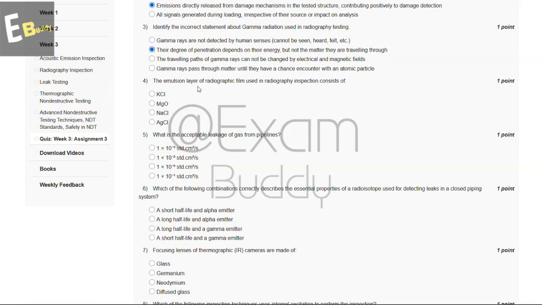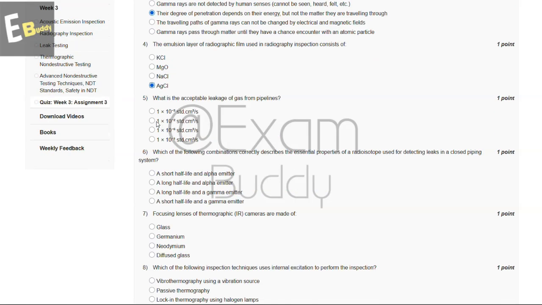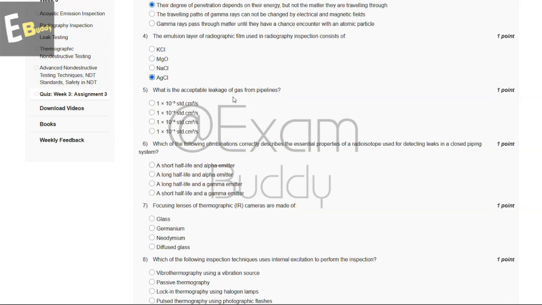The emulsion layer of radiographic film used in radiography inspection consists of. So these are the options, and the answer for our fourth question is D, AgCl. And now let's go to our question number 5. What is the acceptable leakage of gas from pipelines? So these are the options, and the answer for our fifth question is A. And now let's go to our question number 6.